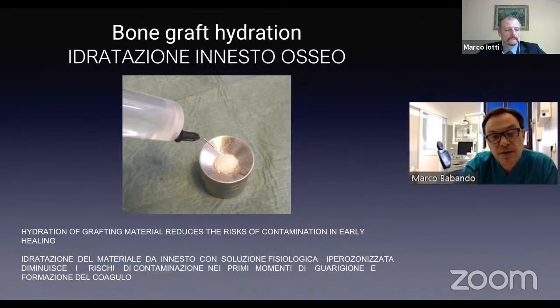So that's very good. We can also strengthen the power of a bone graft. And in order to hydrate the same bone graft, we can use hyperozonized water. This way, we can diminish the possibility of contaminating the bone graft, at least during the first time as the clot forms.